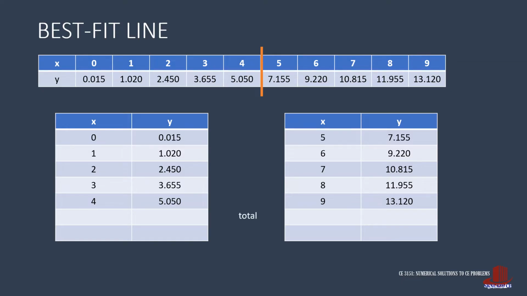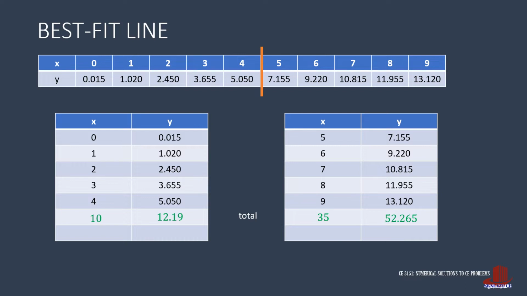0, 1, 2, 3, and 4 add up to 10. And the y values also turn out as 12.19. From the second table, 5, 6, 7, 8, and 9 become 35. And their y counterparts add up to 52.265.